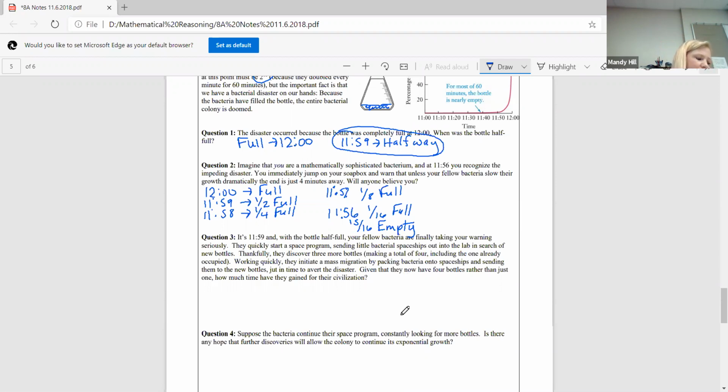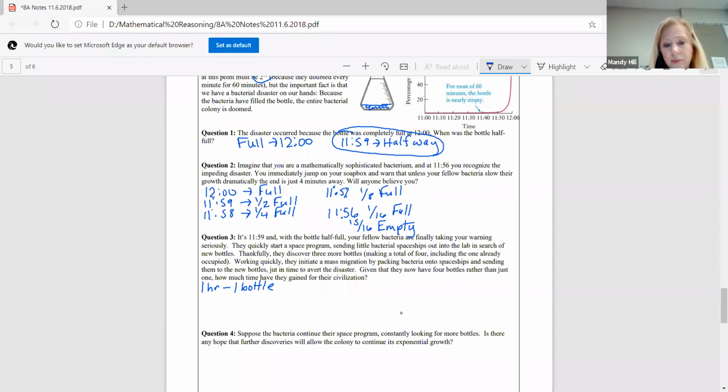Well, because it took 1 hour, right? We know that it took 1 hour to fill 1 bottle. You might guess that it would take 4 hours to fill 4 bottles, but remember that bacterial population continues to double every minute. If there are enough bacteria to fill 1 bottle at 12, there will be enough to fill 2 bottles at 12:01, right?